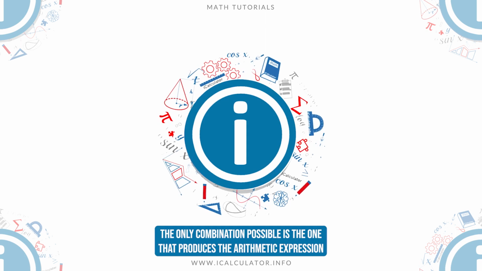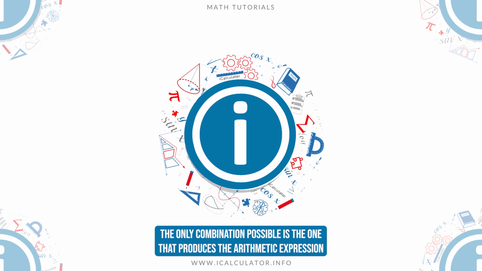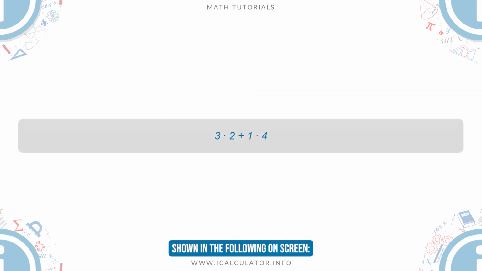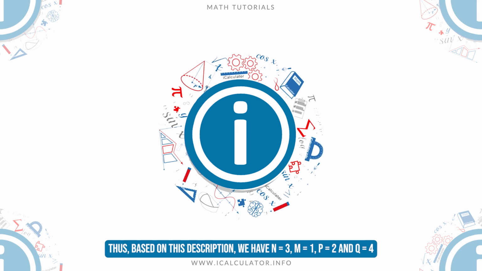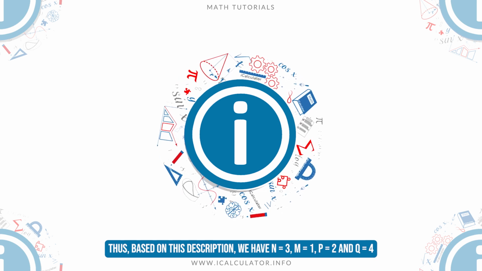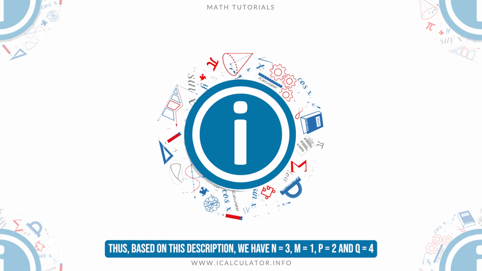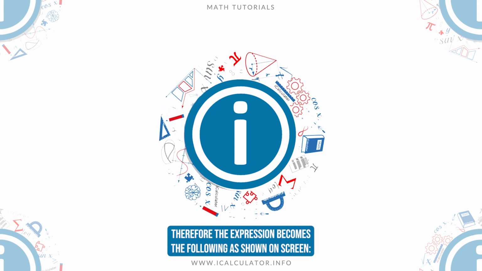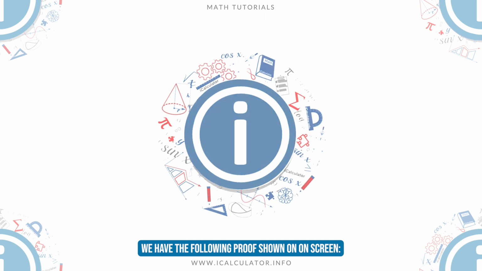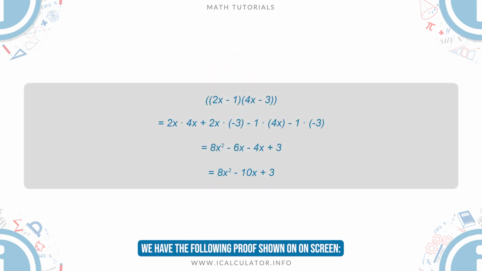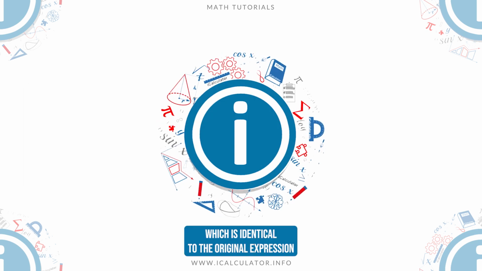The only combination possible is the one that produces the arithmetic expression shown on screen, because the value of this expression is 10. Thus, based on this description, we have n equals 3, m equals 1, p equals 2 and q equals 4. Therefore, the expression becomes the following as shown on screen. We have the following proof shown on screen, which is identical to the original expression.